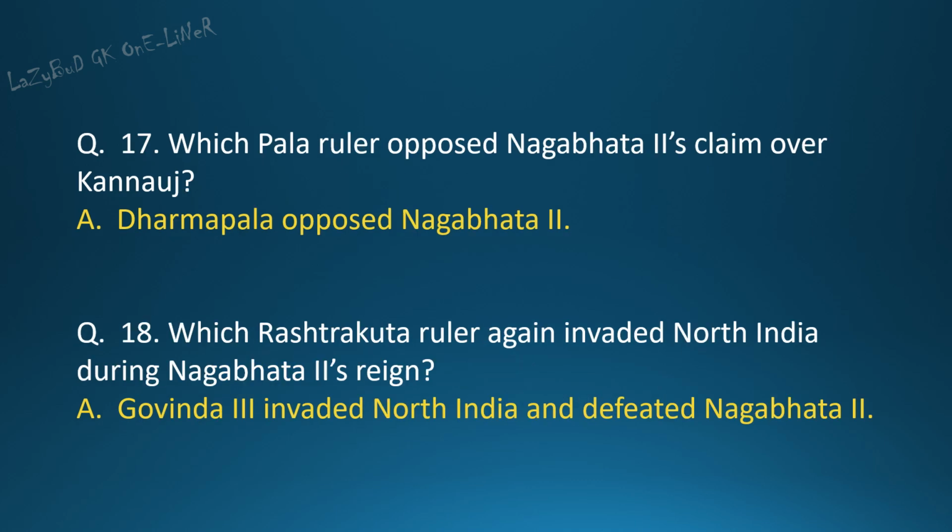Question 17. Which Pala ruler opposed Nagbhata II's claim over Kannauj? Answer. Dharmpala opposed Nagbhata II. Question 18. Which Rashtrakuta ruler again invaded North India during Nagbhata II's reign? Answer. Govinda III invaded North India and defeated Nagbhata II.